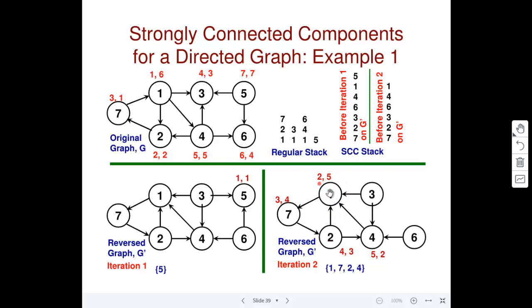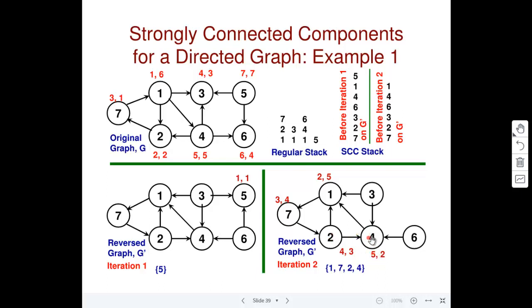So that's the second vertex to be pushed. From vertex 1, you have an outgoing edge to 7, so you can push vertex 7 to that stack. That's the third vertex to be pushed. Then from 7, you can go to 2. That's the fourth vertex to be pushed. Now from 2, you can go to 4. That's the fifth vertex to be pushed to the stack.